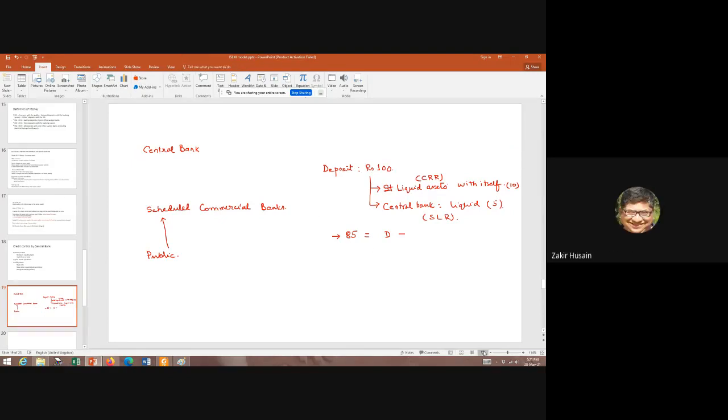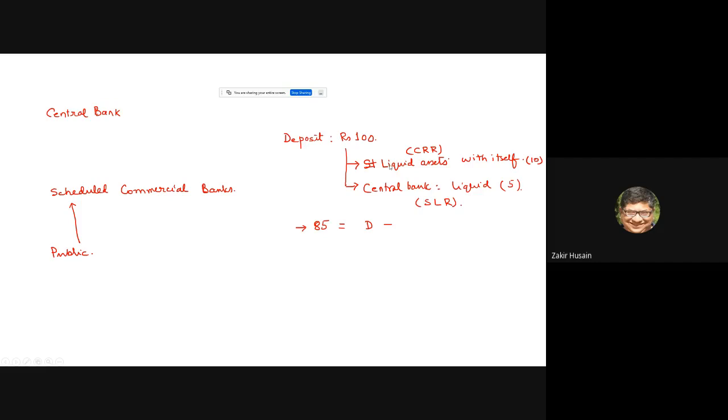Okay, I think you'll be correct. But anyway, part of it has to be kept with itself, and part of it has to be kept with the central bank. So this cash reserve ratio and statutory liquid ratio, once we deduct this, we get the amount which can be invested in different projects. Okay, so this is released into the economic system, and results in the creation of money.